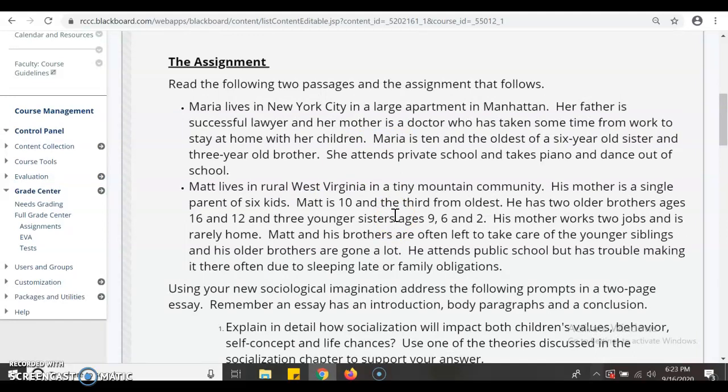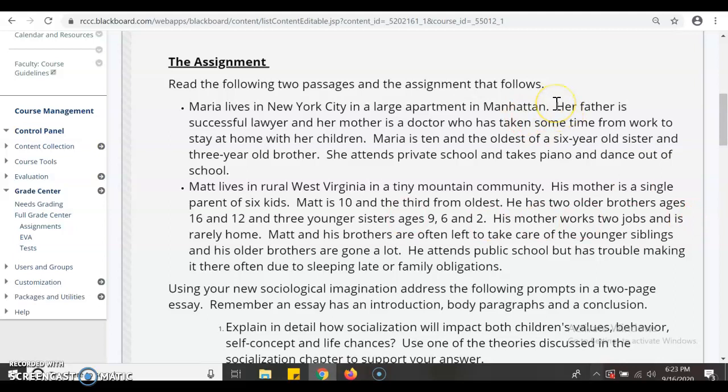So let's look at Maria. Maria lives in New York City in a large apartment in Manhattan. So what does that already tell you? It tells you Maria is used to city life. If she's living in a large apartment in Manhattan, that means they probably have some money or come from money, so she's probably pretty wealthy.